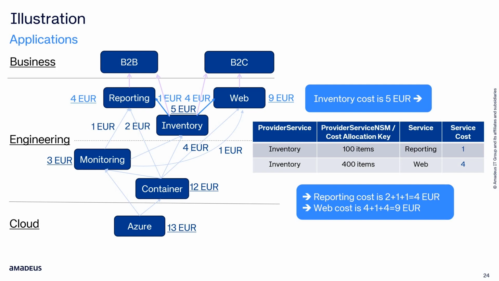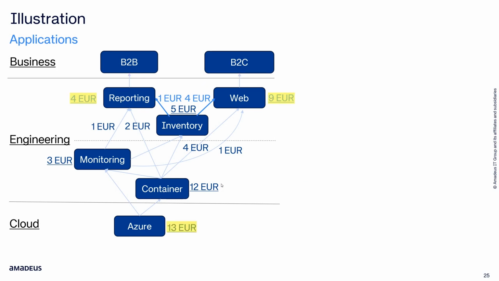Now we know the cost of all applications. Reporting, which is a business application, costs 4 euros. Web, which is also a business application, costs 9 euros. Note that the sum of the cost of business applications, reporting and web, is 13 euros, and it matches the Azure cost. It's time to reallocate the application cost to the products. Please bear with me, it's the most interesting part.